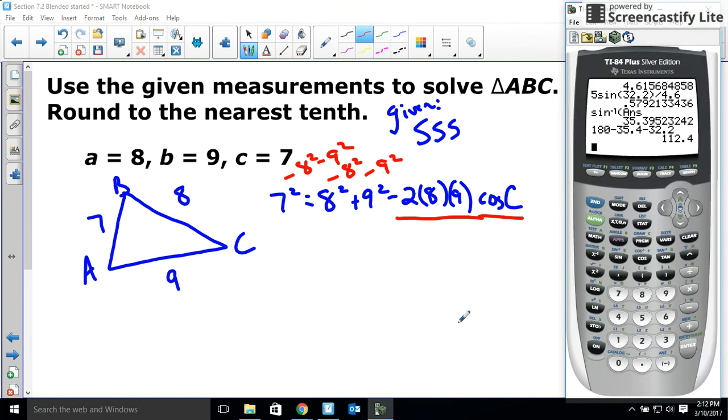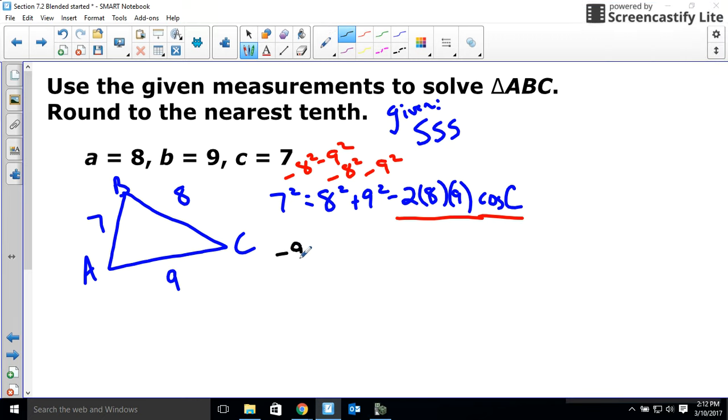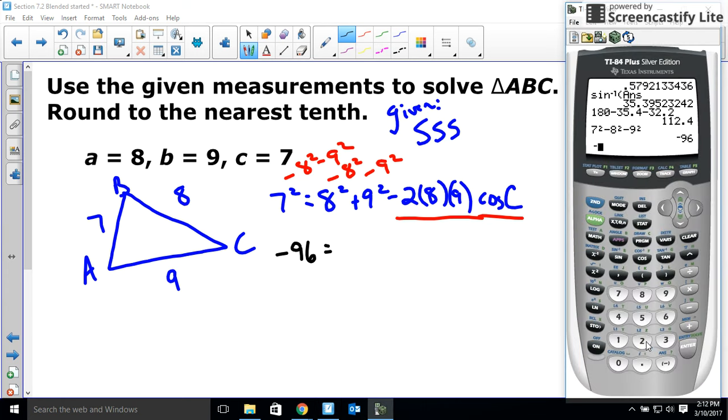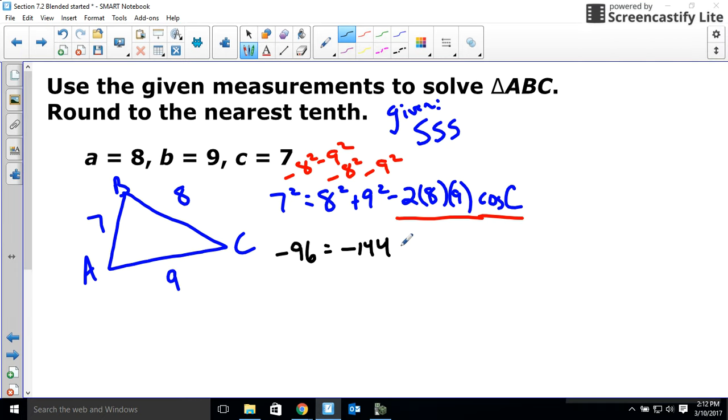I'll do that on the calculator here and take 7 squared minus 8 squared minus 9 squared. And that gives me negative 96. So I get negative 96 over here. Okay, so I get negative 96 here equals, and then I'm going to go ahead and multiply this out, negative 2 times 8 times 9, which I believe is negative 144. I'll double check that here. Negative 2 times 8 times 9. Yep, negative 144. So I get negative 144 times the cosine of C.